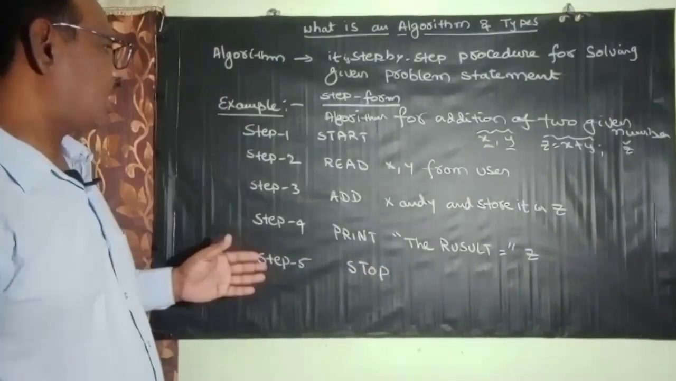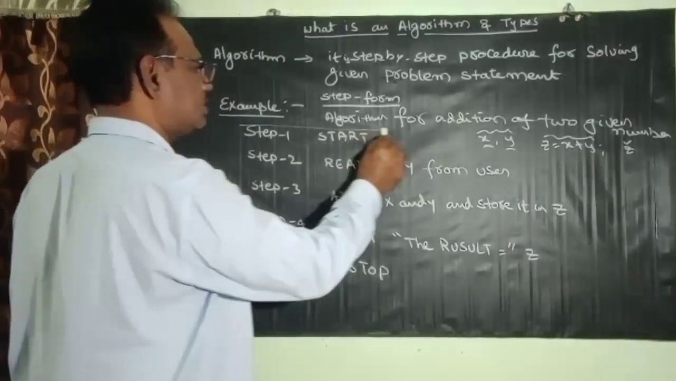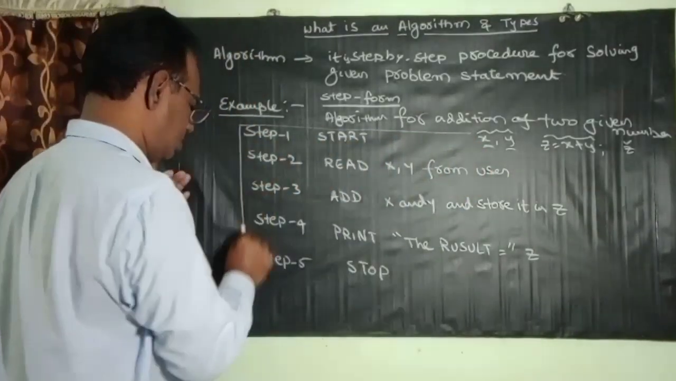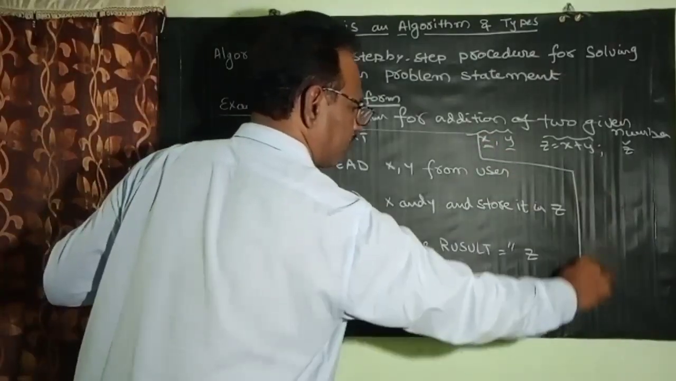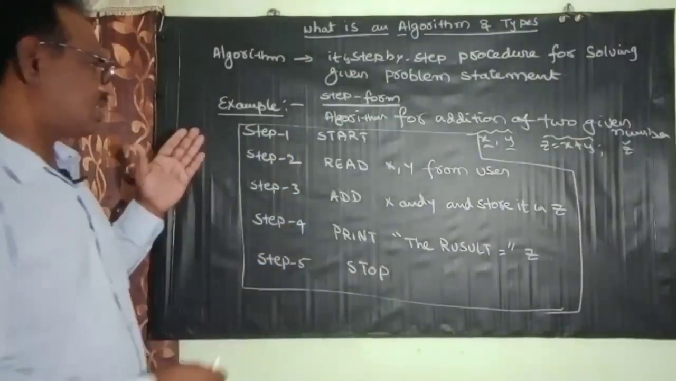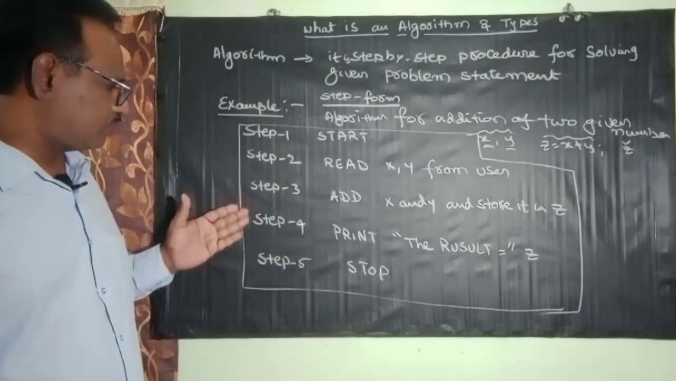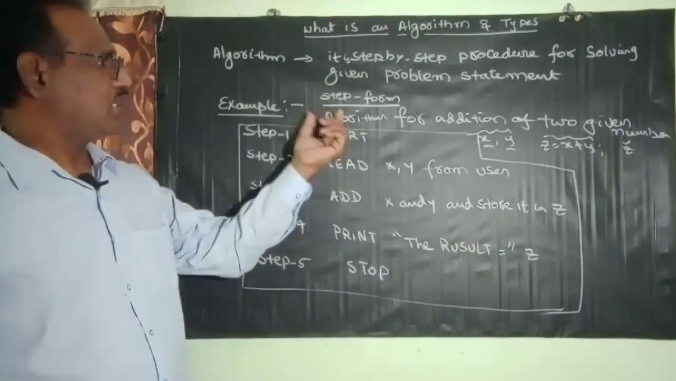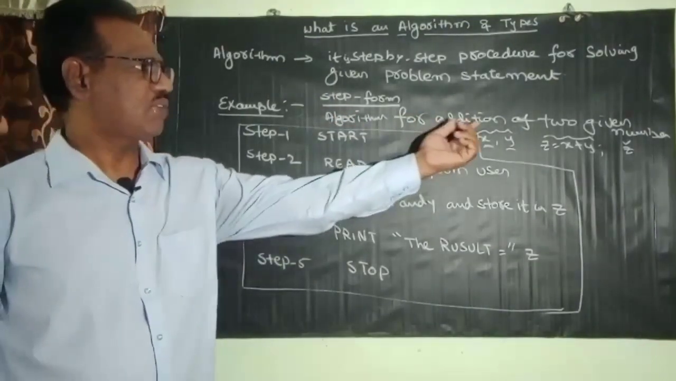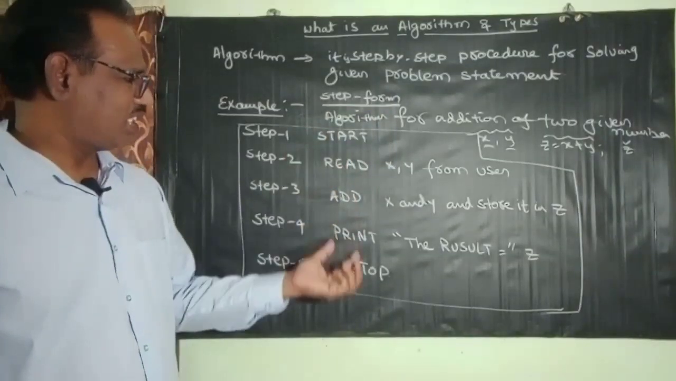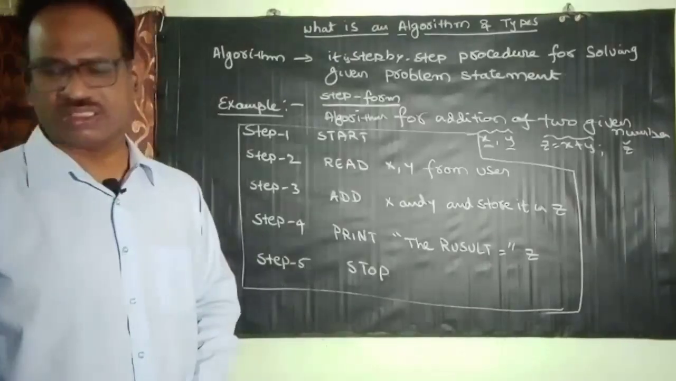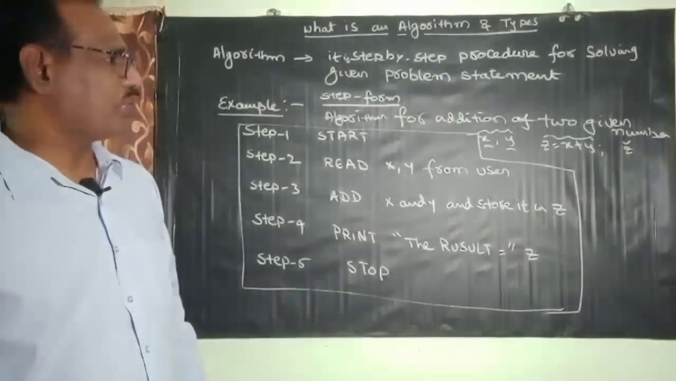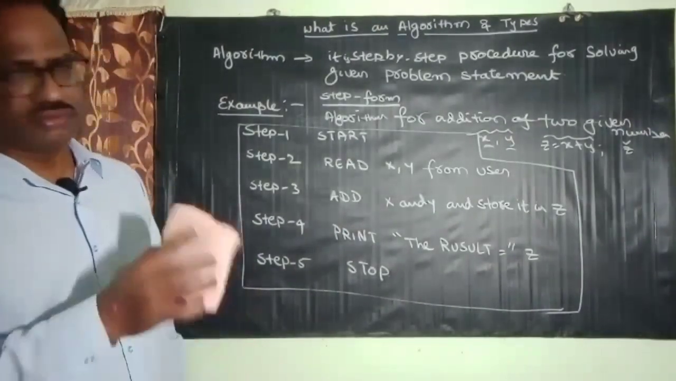This is how we can write the algorithm for addition of two numbers in the step form. Here we have explained the entire steps, step 1, step 2, step 3, step 4, step 5, for describing the problem statement, that is addition of two given numbers. Like this, with simple statements I explain the procedure. The same thing I am going to explain in the pseudocode form.